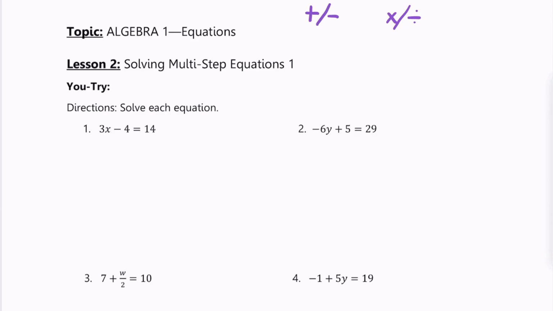And last but not least, if you see a fraction being multiplied, we can multiply by the reciprocal. So if we see a/b times a variable, to undo that fraction and get the variable by itself, we can multiply by the reciprocal.